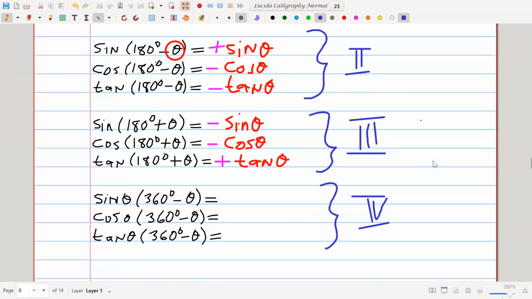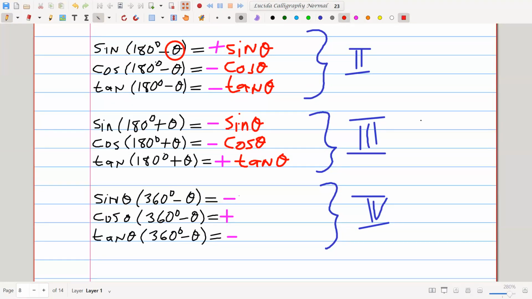So let's look at 360 minus. Remember, in the fourth quadrant, only cosine and its reciprocal, cosecant, only those two are positive. The rest are negative. So that simply means if I see sine, just put negative, and then I know exactly what to do. And then if I see cosine now, I'll put plus. If I see tan, put negative.